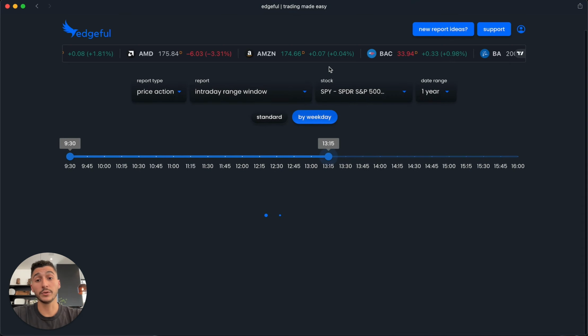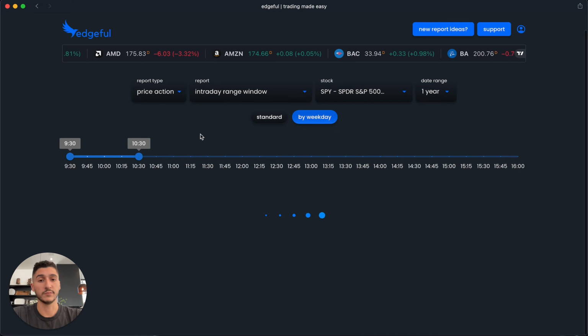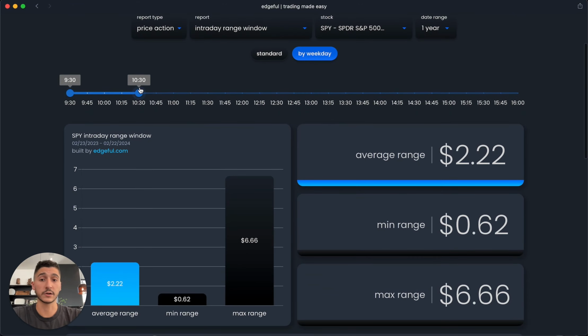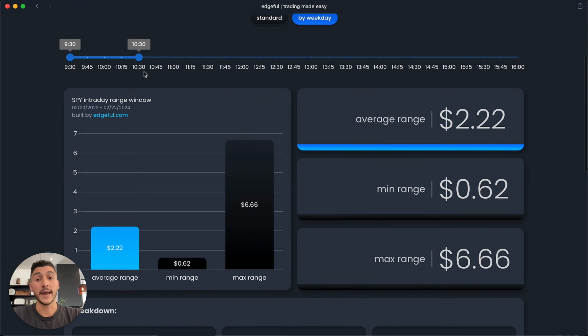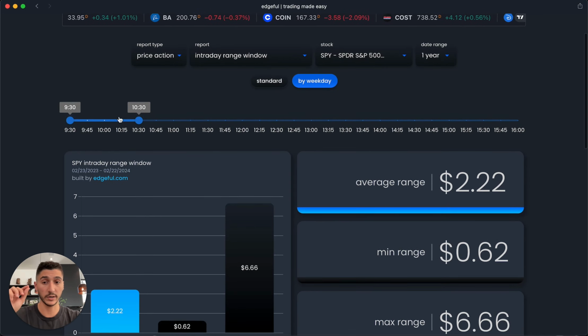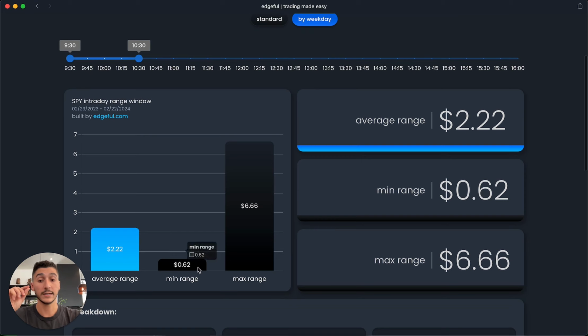So let's say you only trade the first hour of market open. So that's from 9:30 Eastern to 10:30 Eastern. Now, what this report is showing you is that the average range in the first hour of market open, the range being the high to the low, is $2.22 for SPY. The lowest range that has ever happened in the last year for this time window, from 9:30 to 10:30, is 62 cents. The highest range is $6.66.